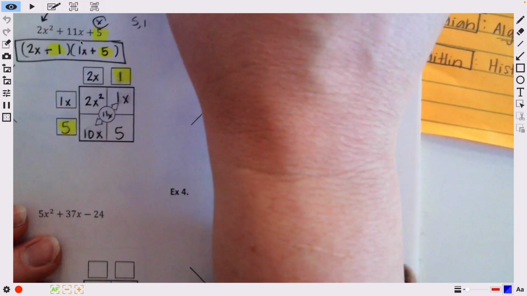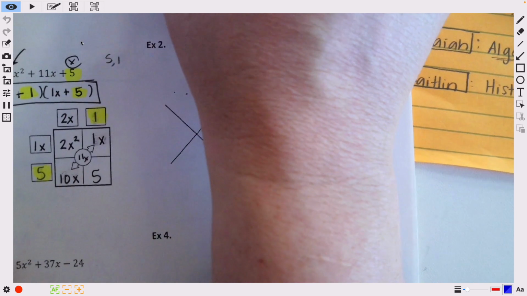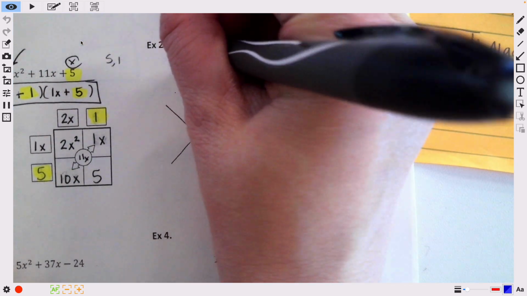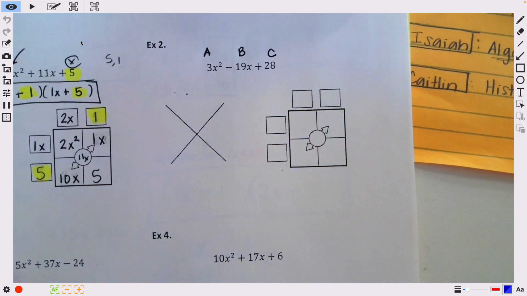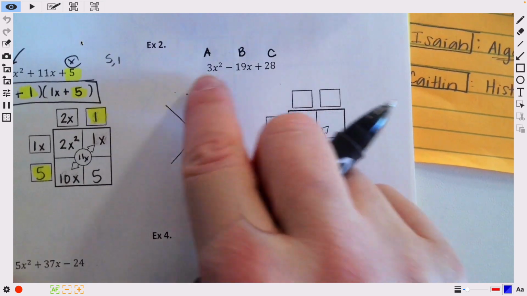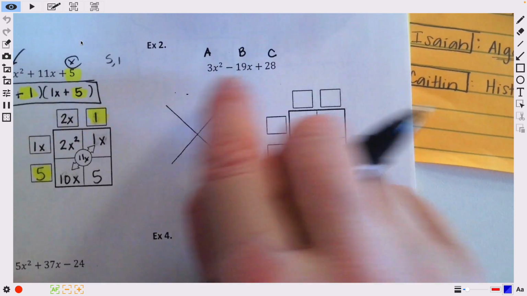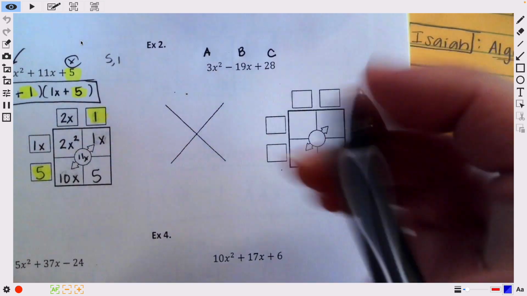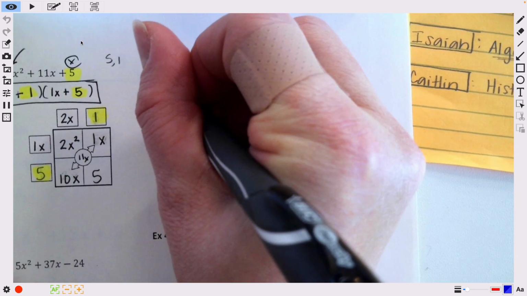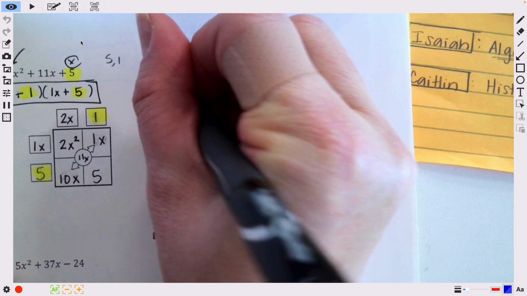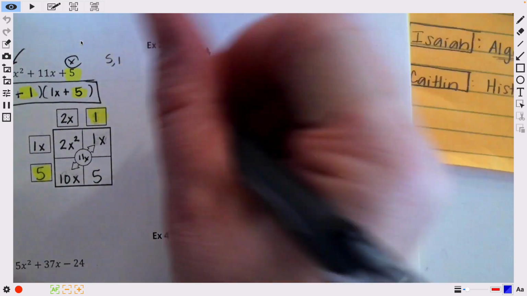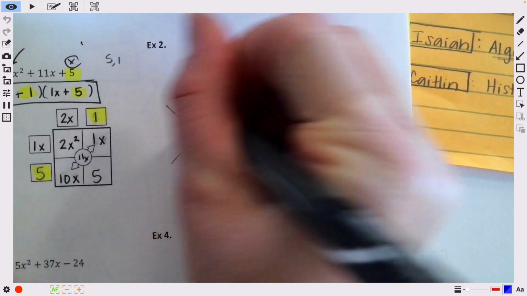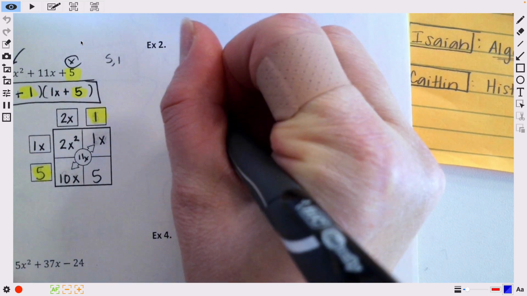We're going to look at example 2. Here's your A. Here's your B. Here's your C. A, B, C. It just goes right in order. 3, negative 19, 28. On the top of your X is your A times your C. A times C. Our A in this case is 3, and our C is 28.